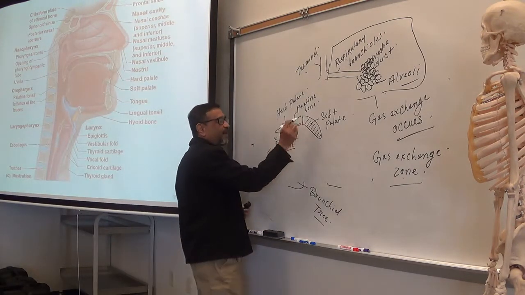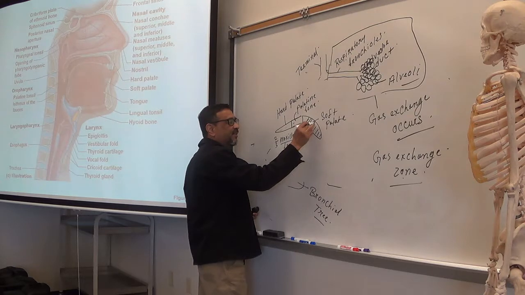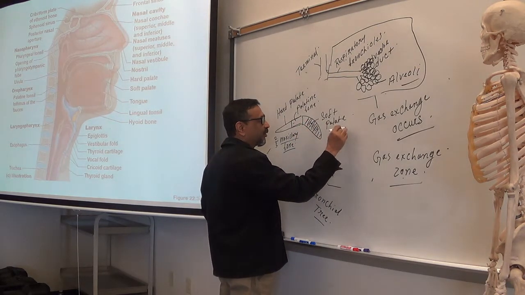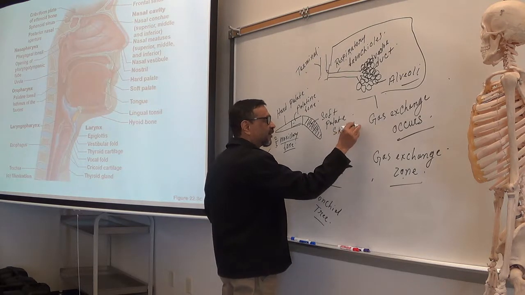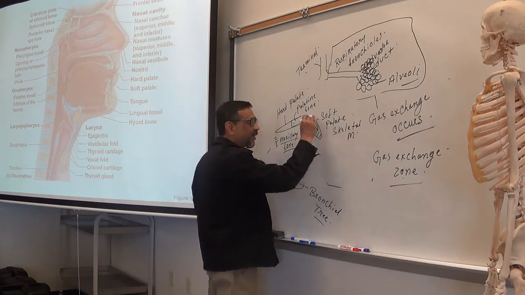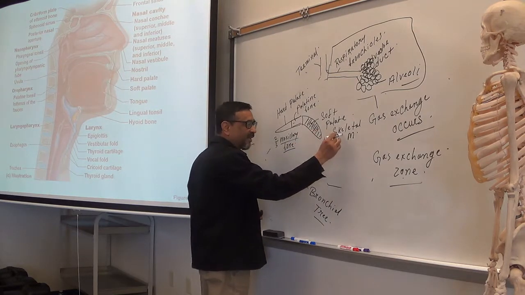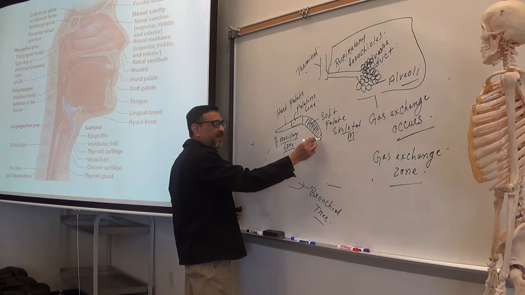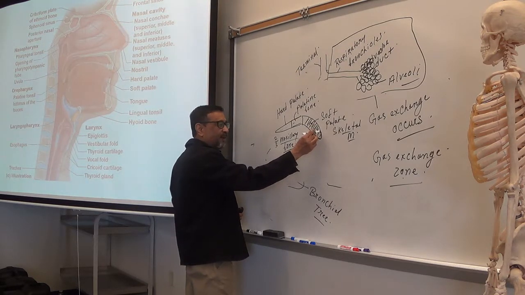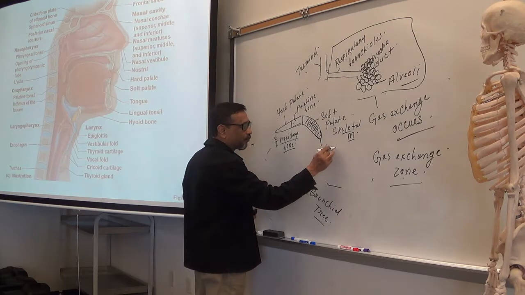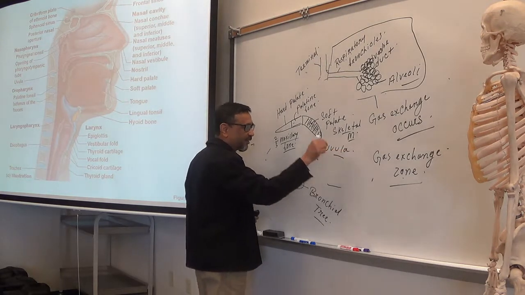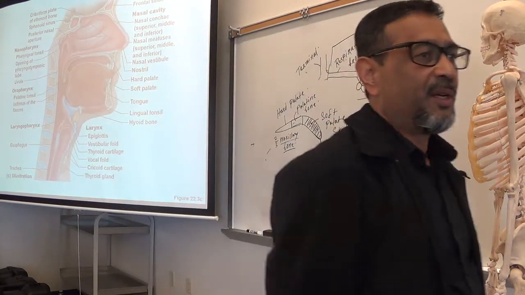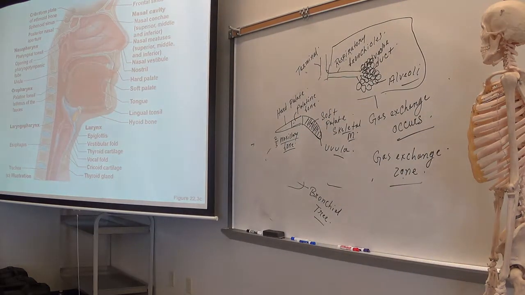And soft palate has skeletal muscle inside. Remember, skeletal, not smooth. This is an exception because most of the internal organs of the body are smooth muscle, but this is skeletal. And the tip or free end of soft palate, this part is called uvula. Uvula, it's hanging like this. The end part of soft palate is uvula.